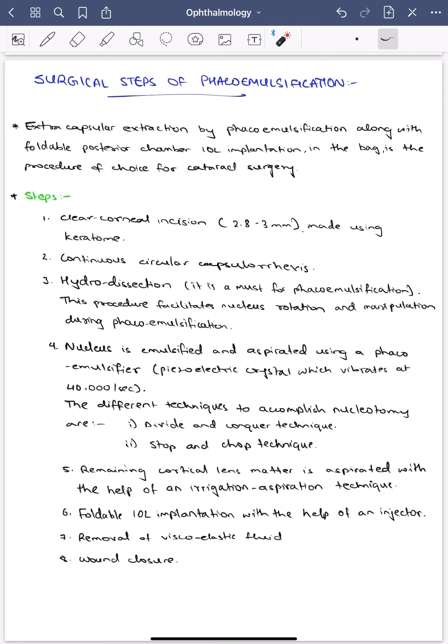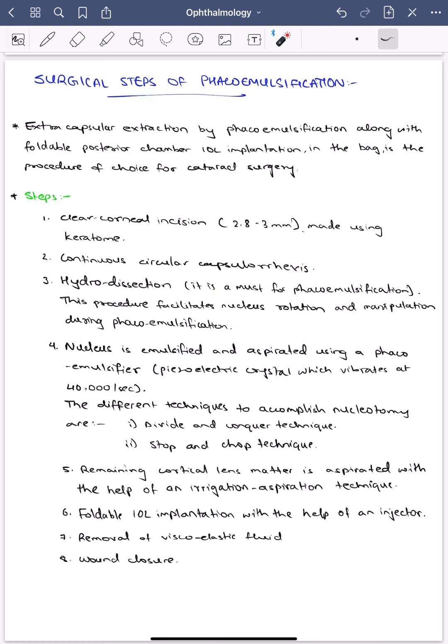Fifth is that the remaining cortical lens is aspirated with the help of irrigation aspiration technique. Then comes the implantation of the foldable intraocular lens. Now this is done with the help of an injector. Seventh is the removal of the viscoelastic fluid so as to prevent secondary glaucoma, and finally there is wound closure. So these are the steps in phacoemulsification.